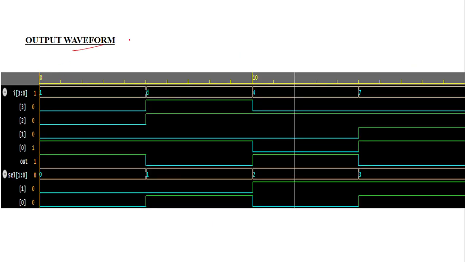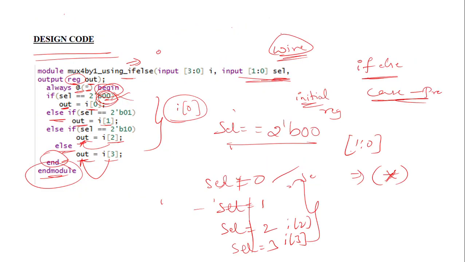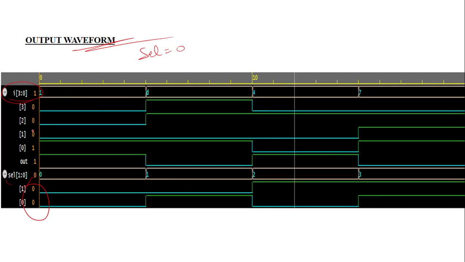You can go to the output waveform. So let's go into the output waveform. The output waveform is represented like this. You can see here this is our input I and then the select line. You can simply observe here the select line is 0. Select line equal to 0 means, what value is going to be assigned? I of 0 value is going to be assigned to out. What is the I of 0 value?